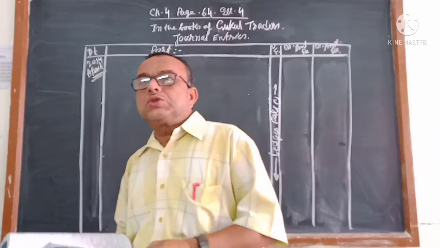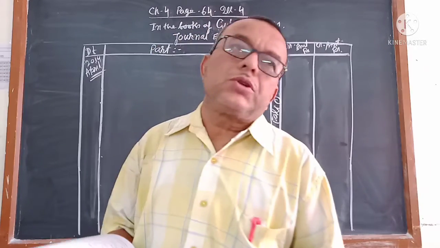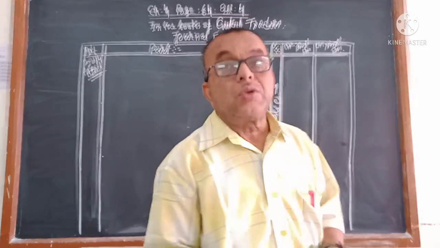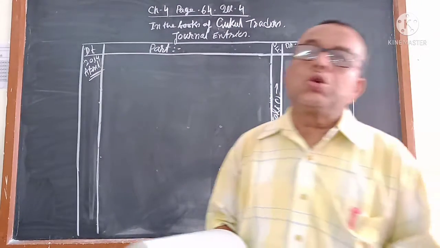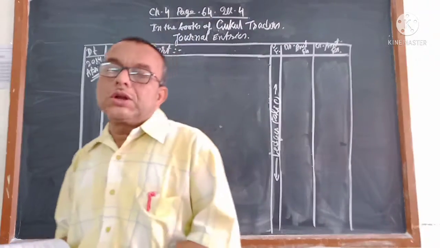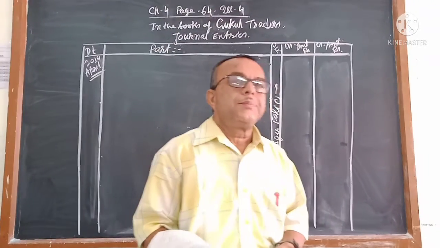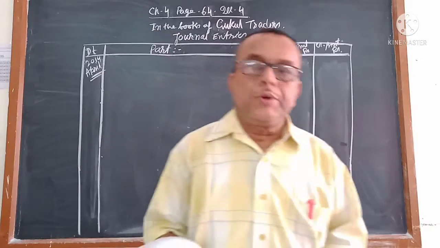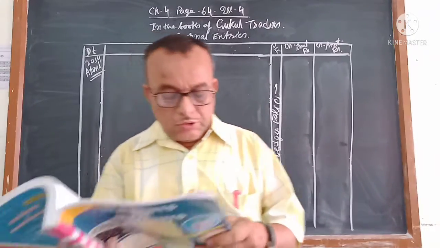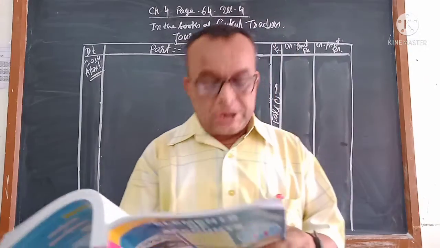If you purchase goods for cash, then purchase account debit to cash. If you sold goods for cash, then cash account debit to sales. If you sold goods for credit, then to whom you sold, that account debit, Mr. A, B, C, that account debit to sales account. ये सब आपको फटाफट याद रखना पड़ेगा. Then it will be easy for you to pass the journal entries.